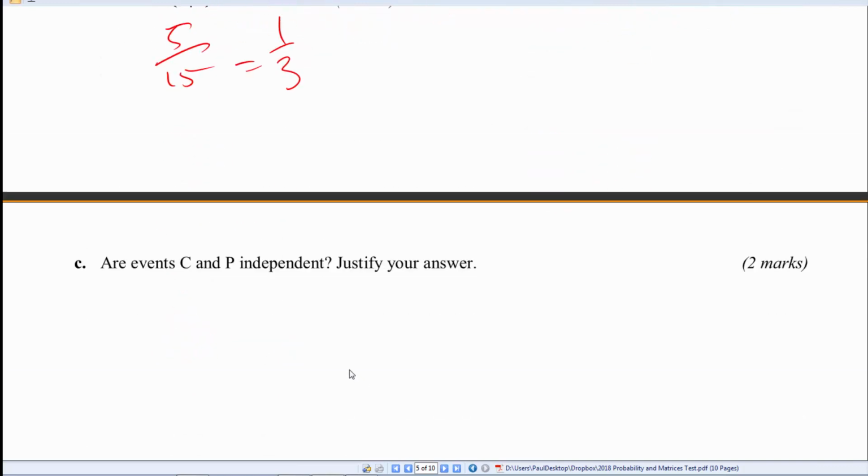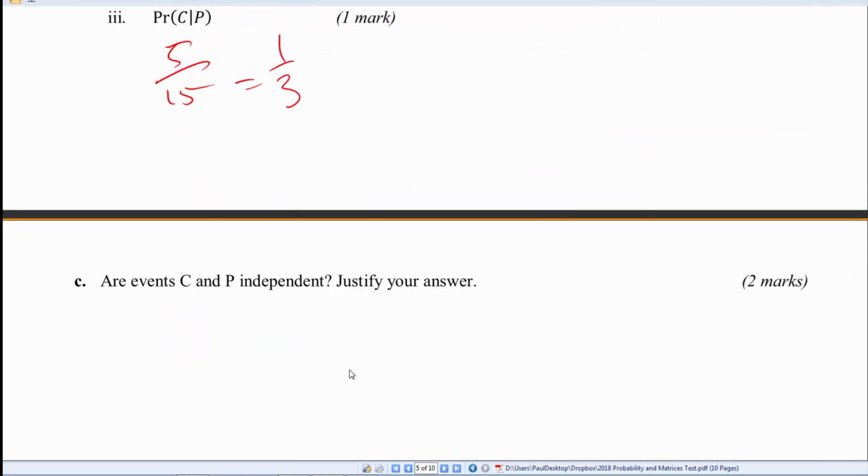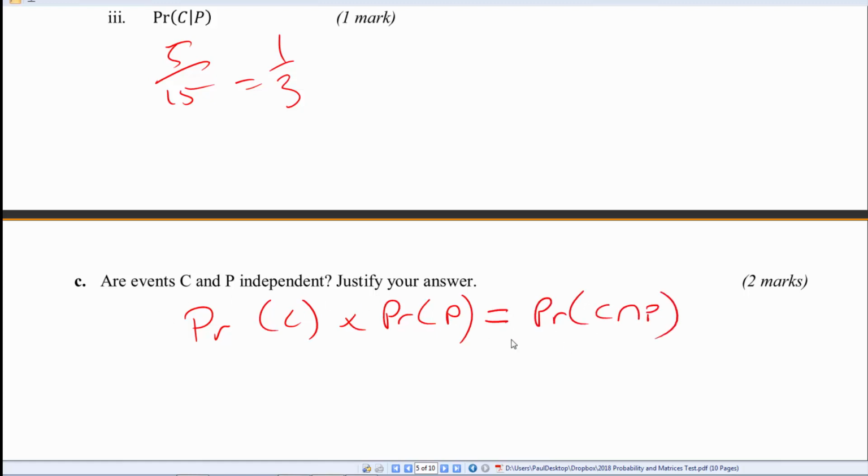Alright, so are events C and P independent? There's a couple of ways you could do this. We can use the formula probability of C times probability of P and test whether that's equal to probability of C and P. So that's the independent events check, or you can check to see whether the probability of C given P is equal to the probability of C. Does knowing P tell us something or change the probabilities?